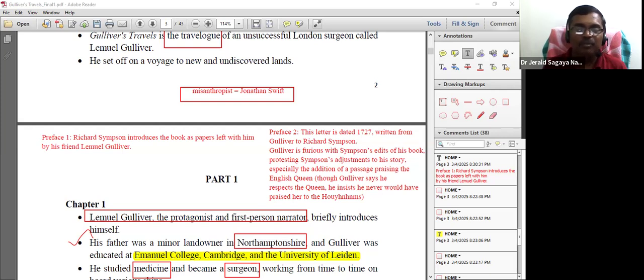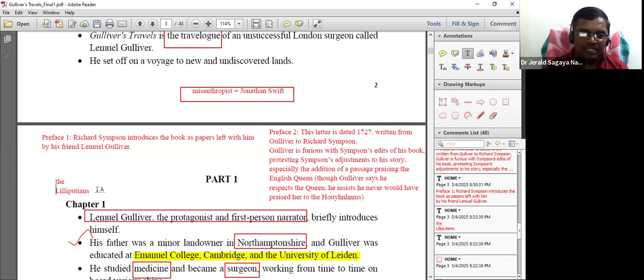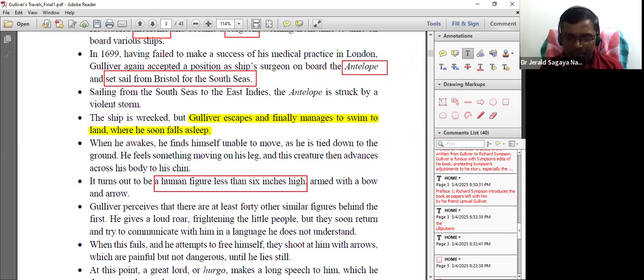Okay, now we move on to chapter 1 again. Chapter 1 is the land of the Lilliputs. Okay, Lilliput, what is the size of the people in Lilliput? 6 inch. Yeah, 6 inch tall. The land of the Lilliput. Journey to the Lilliput. That is the title in the book. Okay, so he is going to the land of the Lilliputians, and here it is 6 inch tall people.